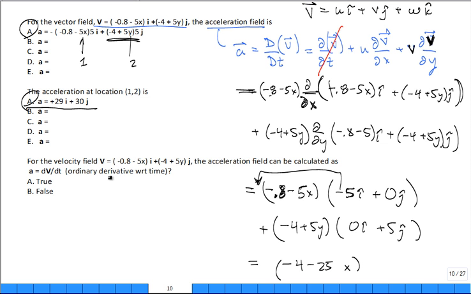So for the velocity vector field, the acceleration field can be calculated as this, which is an ordinary derivative with respect to time. True or false? It has to be calculated with the, what is the name of this derivative again? That's right, the material derivative. It has to be calculated with that material derivative. What are the other names for this funny derivative? Particle derivative, total derivative, substantial derivative, and there's probably a couple more.